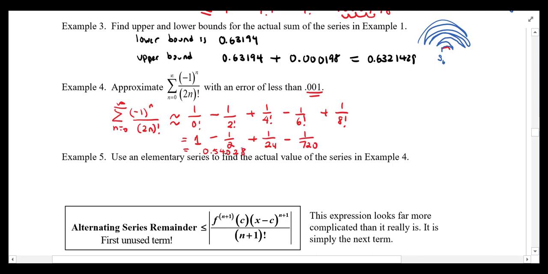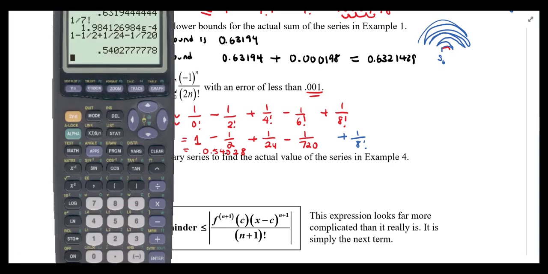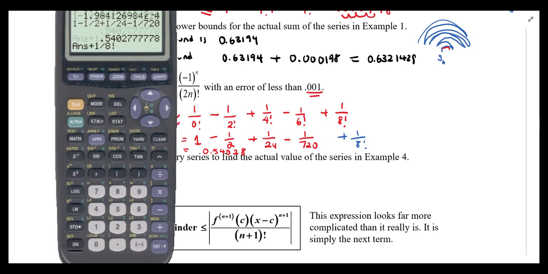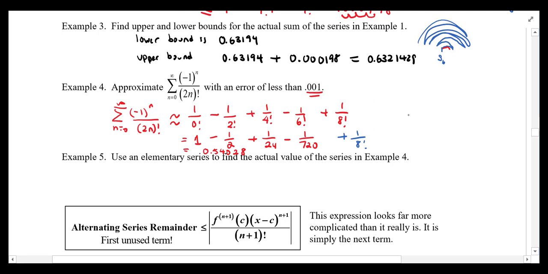All right, now I'm going to add in an extra term. So what happens when I add in 1 over 8 factorial? I'm going to do now plus 1 over 8 factorial. Where's factorial again? Math. Ooh, can't see it. Number 4. Oh, 0.54030. Okay, so with the 1 over 8 factorial term, the sum is 0.54030.